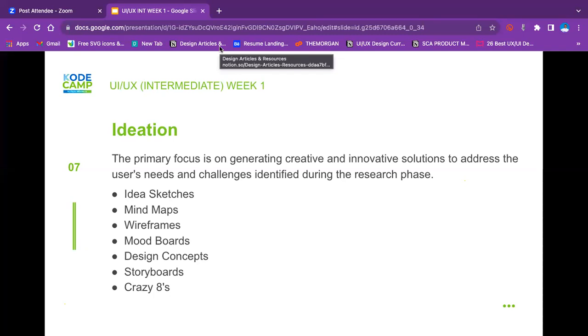Now, how does the crazy eight work? There's supposed to be a time limit, which is 8 minutes. That's why it's called crazy eight. The goal is to generate as many ideas as possible. If I want to do that, I'll just go to FigJam and set my timer and tell everybody, okay, what are you doing?